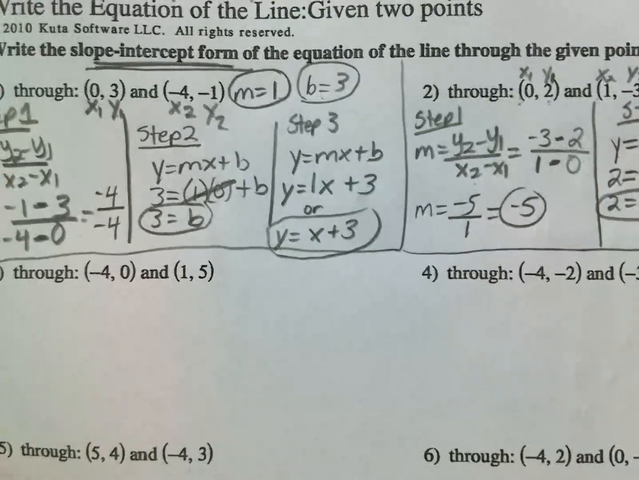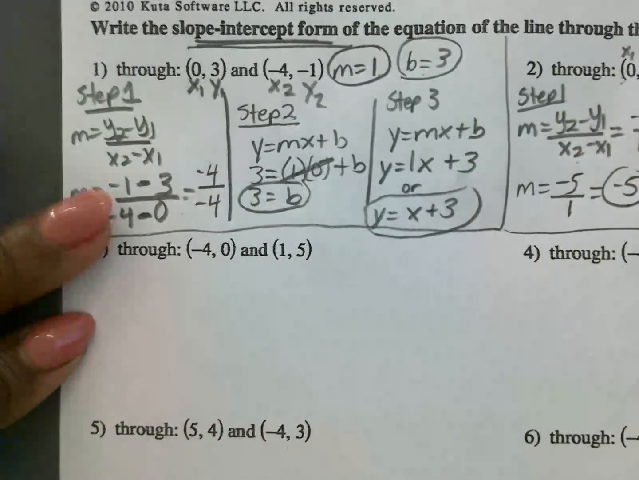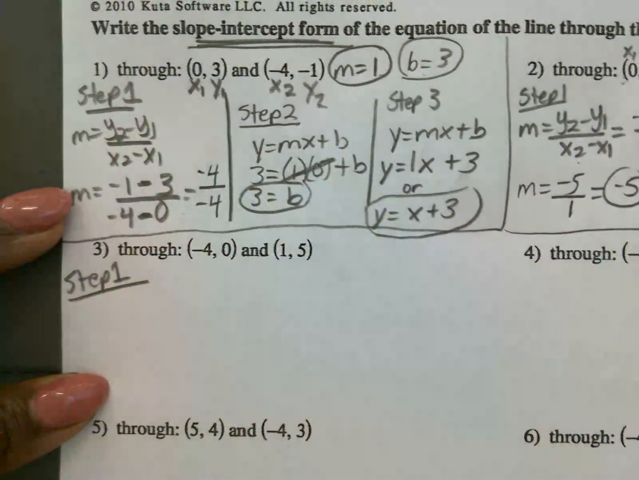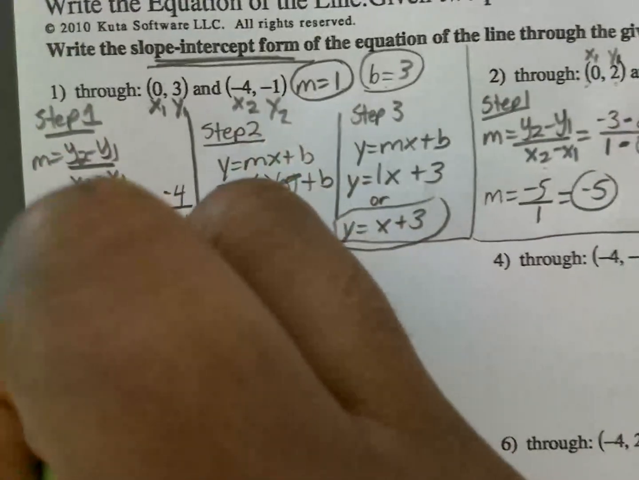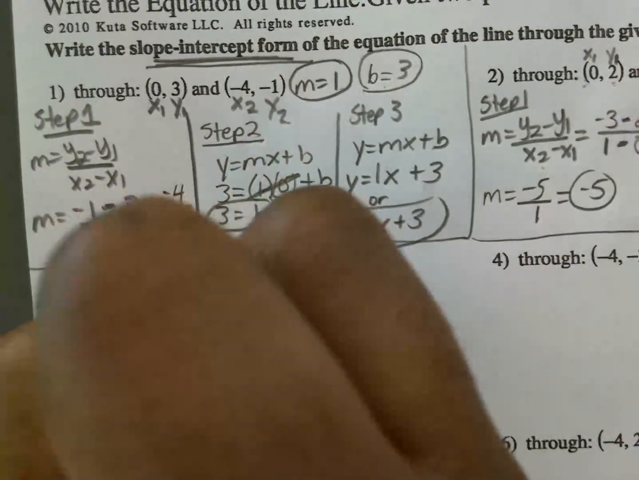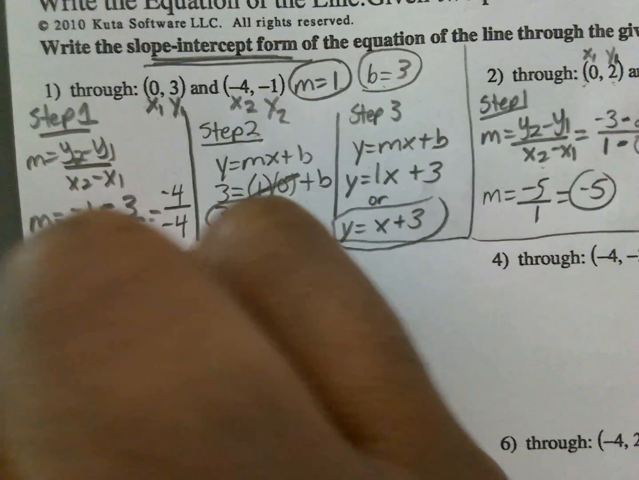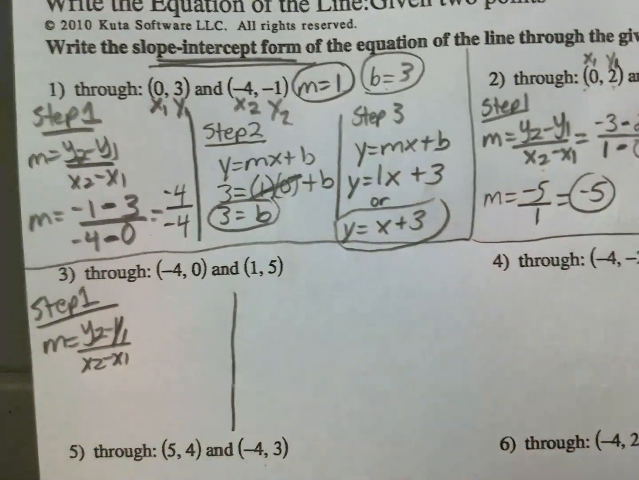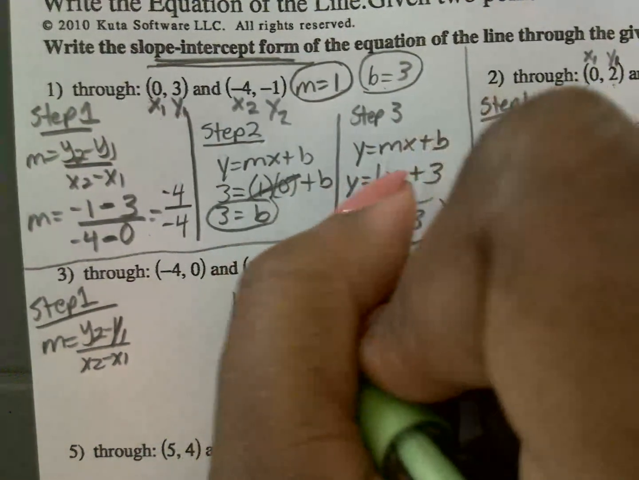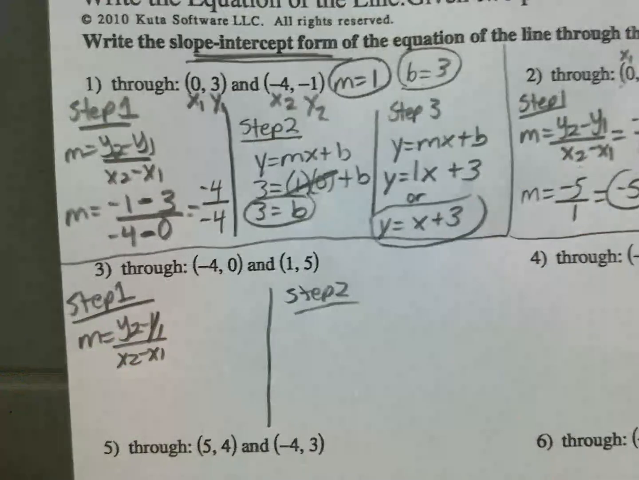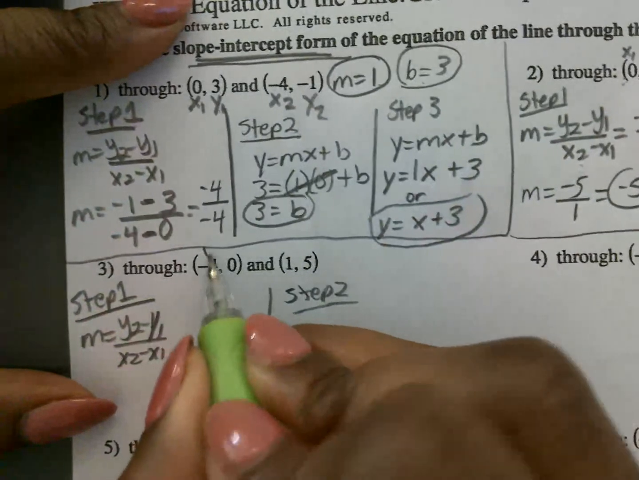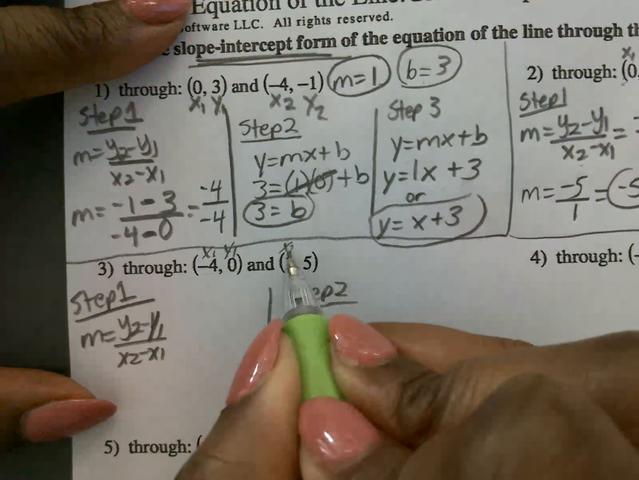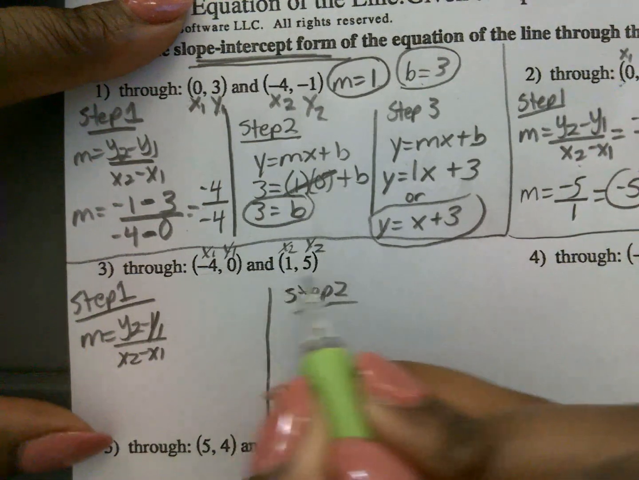Let's look at number 3. All right? First step again is to find the slope. Okay? So you have y2 minus y1 over x2 minus x1. Okay? So now we're going to label. This is x1, y1, because this is the first point. This is x2, y2, because this is the second point.